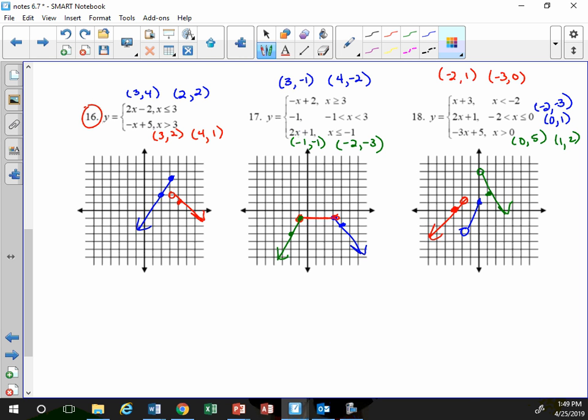How'd you guys do on 18? Okay. For the middle one, you can't make it into an arrow, because it says it only goes from -2 to 0. So you need to find the two endpoints and then just connect them. Okay? Yep.